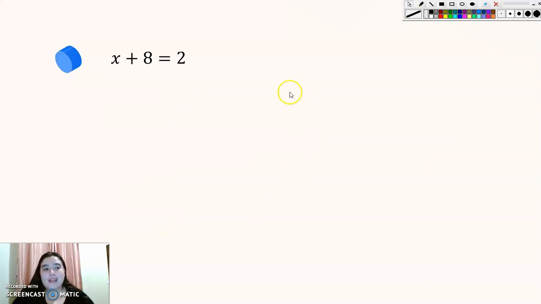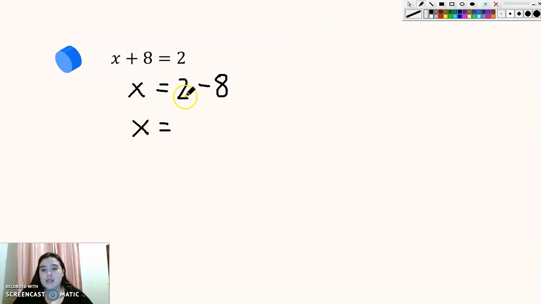Okay. Continue. I have another exercise, but I'm going to write it. So we have x plus 8 equals 2. So we have to simplify both sides of the equation. So x equals 2 minus 8, because I moved the number 8, which is positive here, and it passes to negative. And then we have to subtract: x equals 2 minus 8 equals negative 6. And this is the answer, okay?